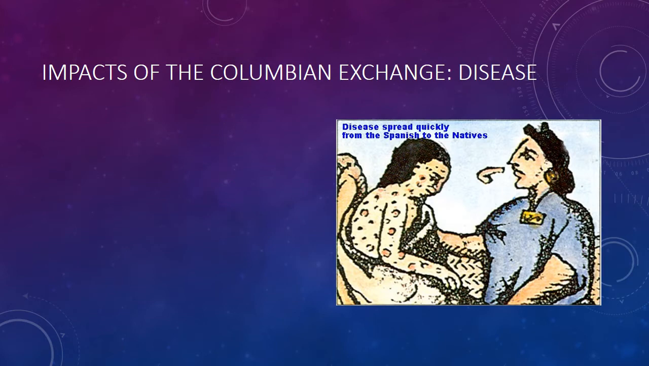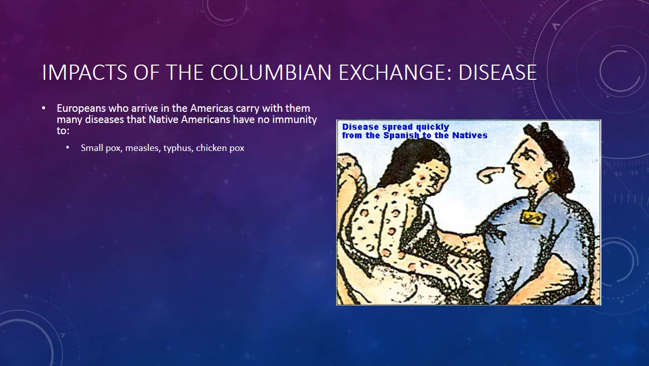So the first major impact of the Columbian Exchange was disease. And basically what happened here is that Europeans who came over to America brought with them a lot of terrible diseases that Native Americans had no immunity to because they had never encountered them before. Basically, Europeans had been living with these diseases for thousands of years, so they were used to them and their bodies were more capable of fighting them. But the Native Americans had no natural defense against these illnesses, and so they died as a result of these.